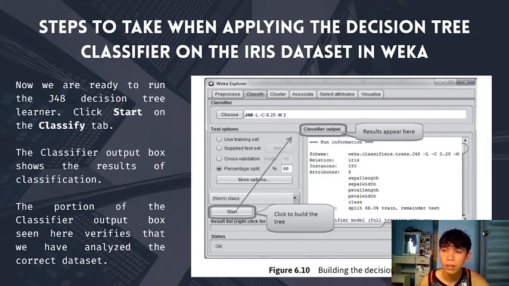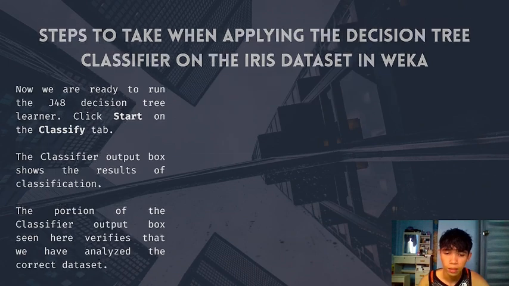So now we are ready to run the J48 learner. Click Start on the Classify tab, and the Classifier output box shows the results of classification. The portion of the classifier output box seen here verifies that we have analyzed the correct dataset.